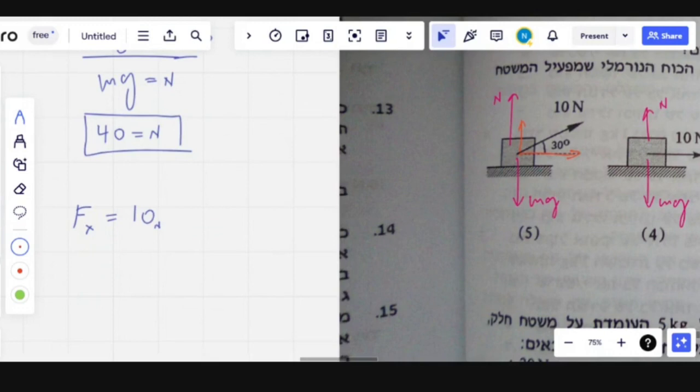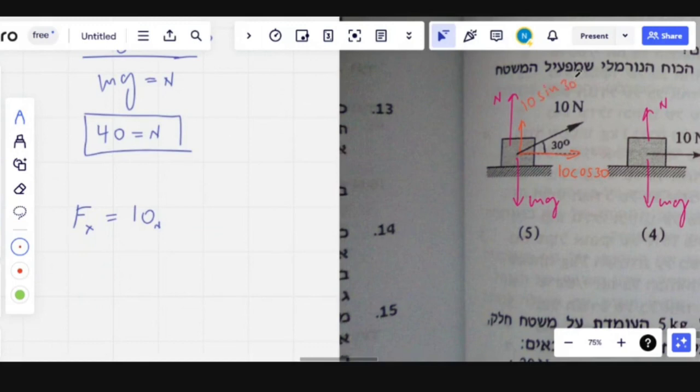I have to use sine here, no? The x component is adjacent to the angle. So I use cosine. The component that's near the angle, I use cosine. So this is 10 cosine 30. And then the y component is going to be 10 sine 30, because this is against the angle.